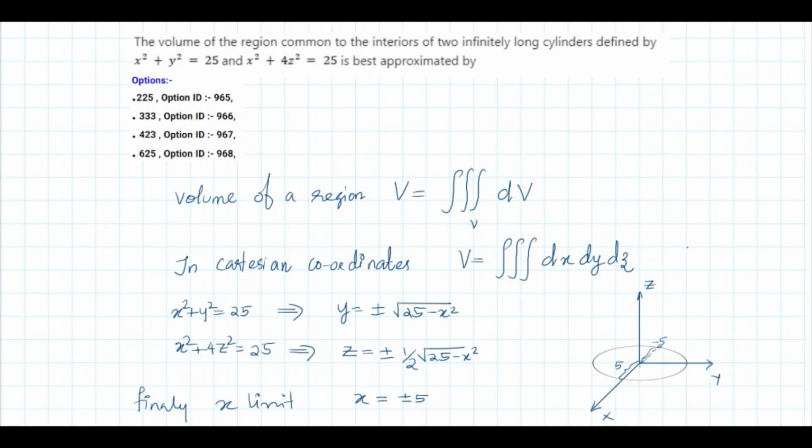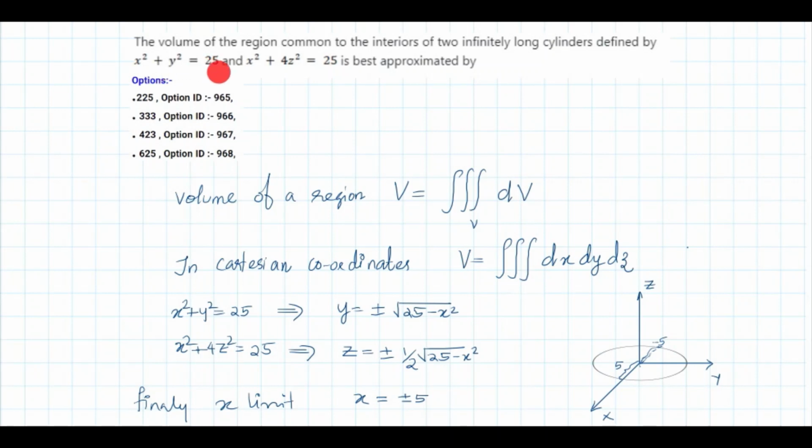In Cartesian coordinates, this dV, you can write it as dx dy dz. Okay, so triple integral dx dy dz. Okay, what are the limits or what is the region? Region is bounded by the limits of x, y, z. You have to find the limits of x, y, z.